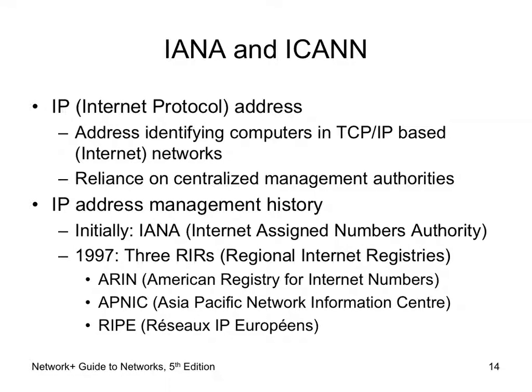And so there were 3 folks that took care of all the Internet numbers: ARIN, the American Registry for Internet Numbers, APNIC, Asia Pacific Network Information Centre, and then RIPE, Réseaux IP Européens. So 3 entities in 97.